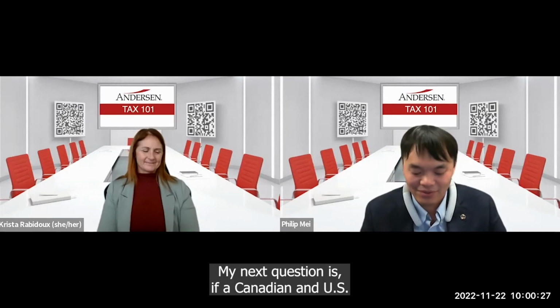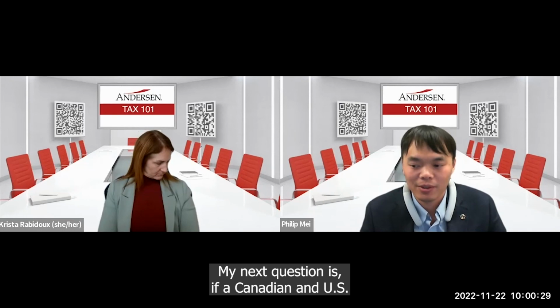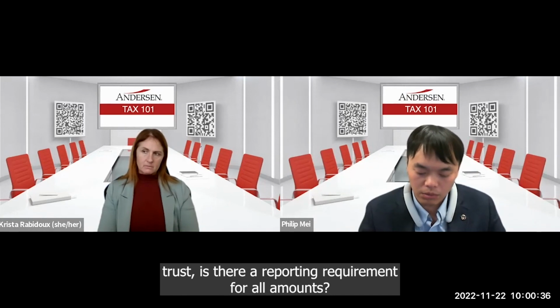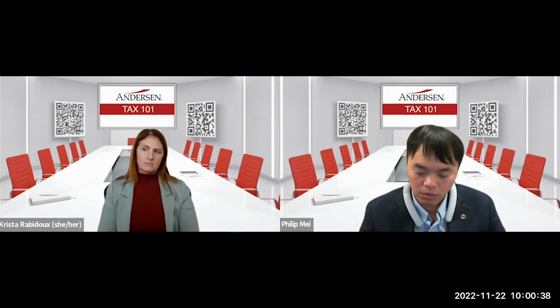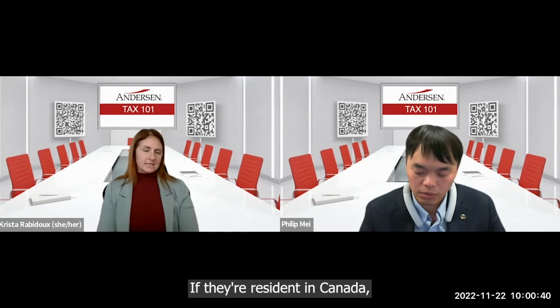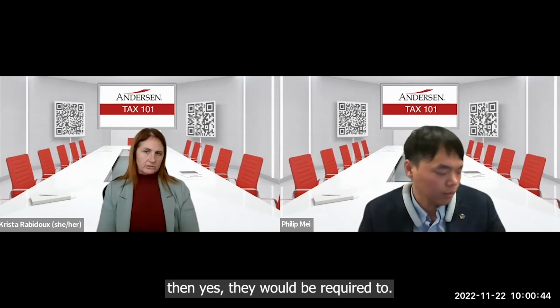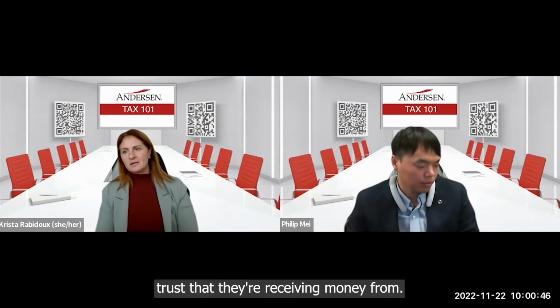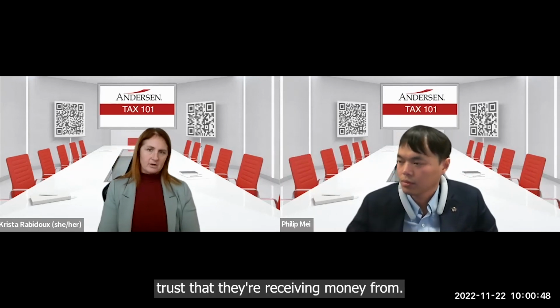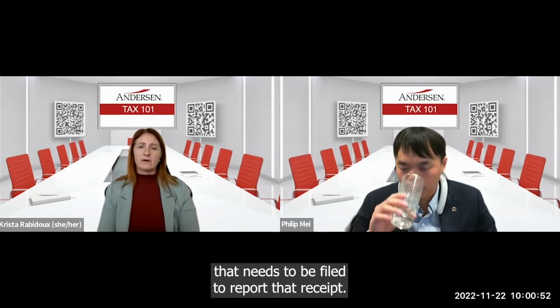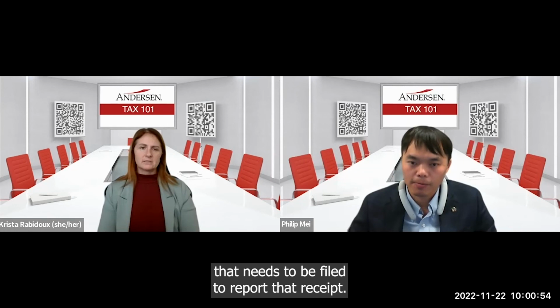Our next question is, if a Canadian and U.S. citizen living in Canada receives funds from a U.S. trust, is there a reporting requirement for all amounts? If they're a resident in Canada, then yes, they would be required to. If it's a U.S. trust that they're receiving money from as a Canadian resident, there is a form in Canada that needs to be filed to report that receipt.